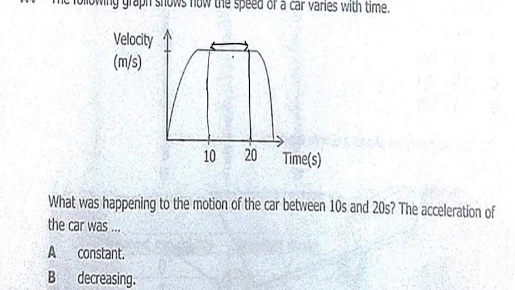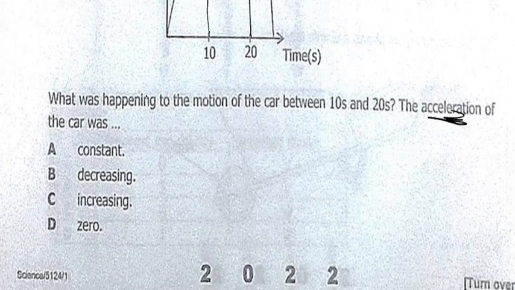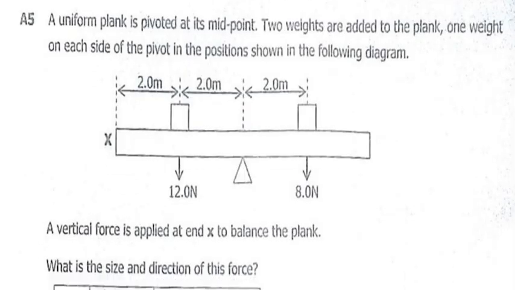In between here, it means, number one, the velocity was constant, but what was happening in terms of acceleration? There was no acceleration in here. So acceleration was 0. So we are saying the acceleration of the car was 0. So D is the answer here. We look at another question, F5.